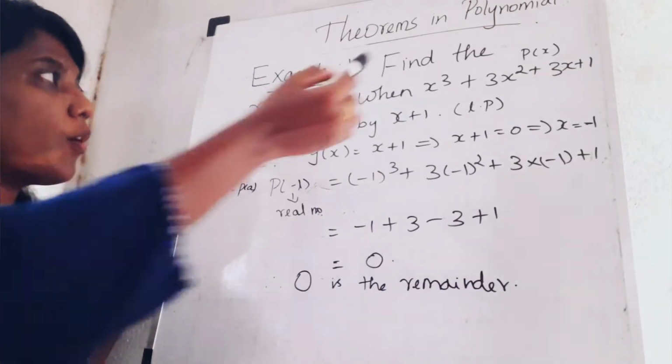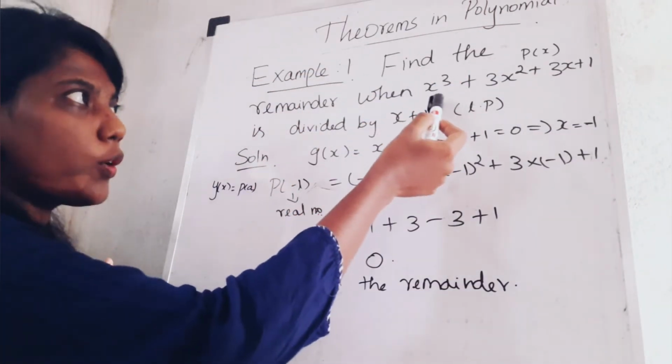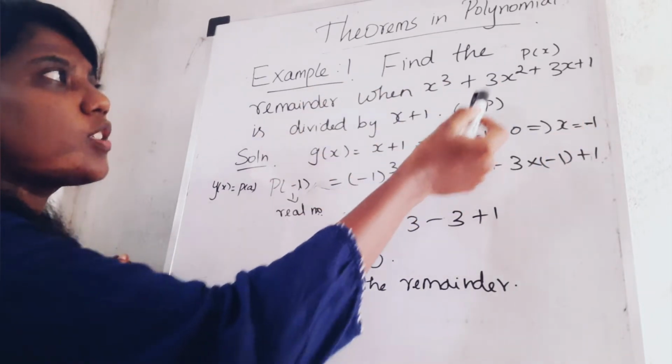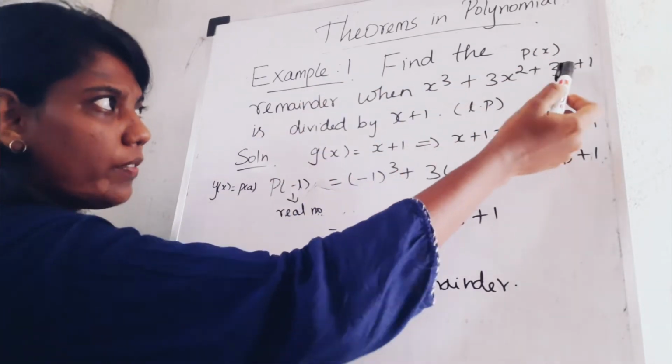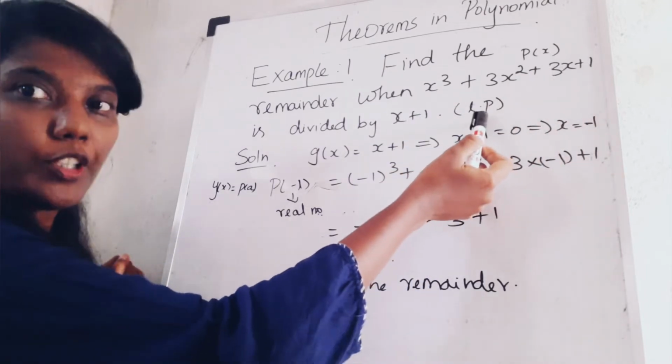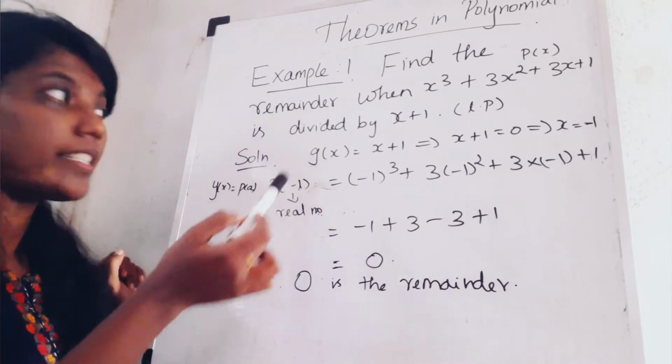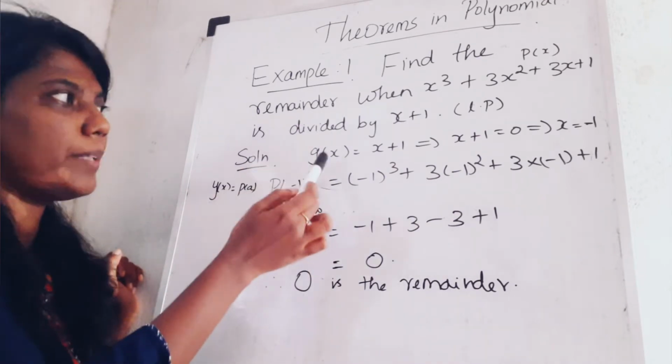The example is: find the remainder when x cubed plus 3x squared plus 3x plus 1 is divided by x plus 1. This given polynomial is our p of x. The linear polynomial is x plus 1. So according to our theorem, it is g of x when you compare with the theorem.